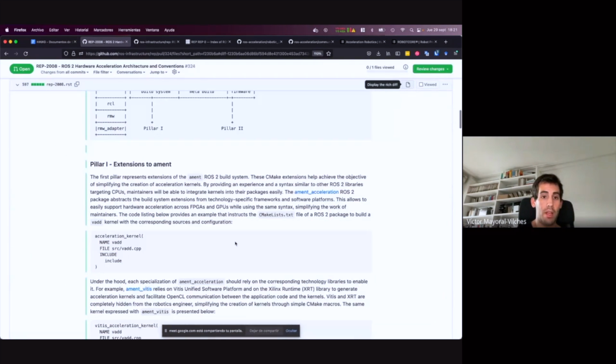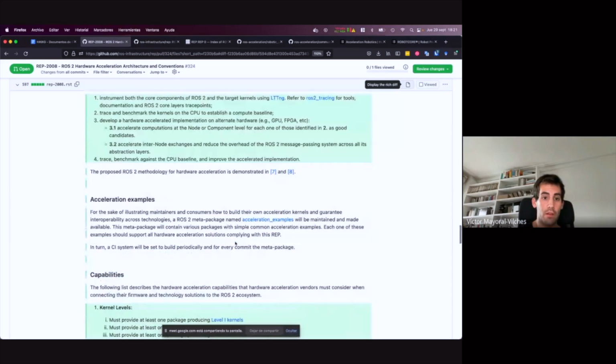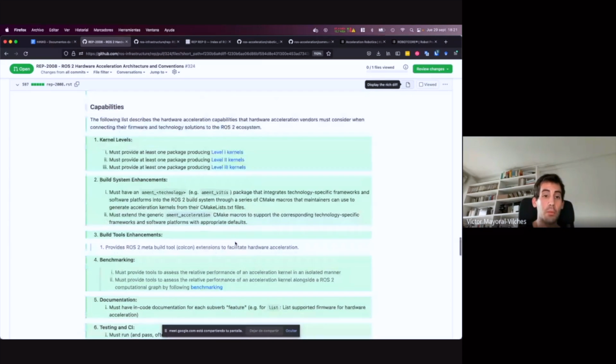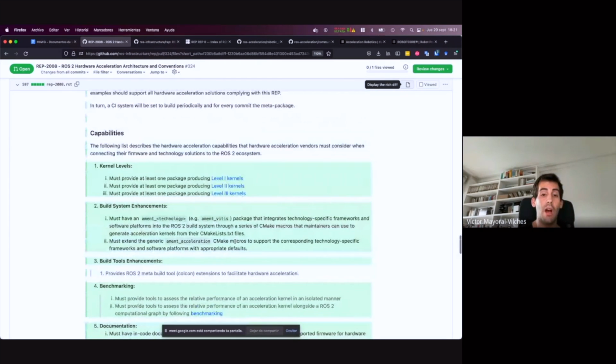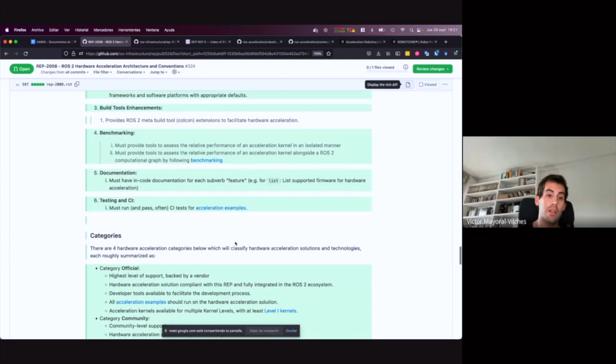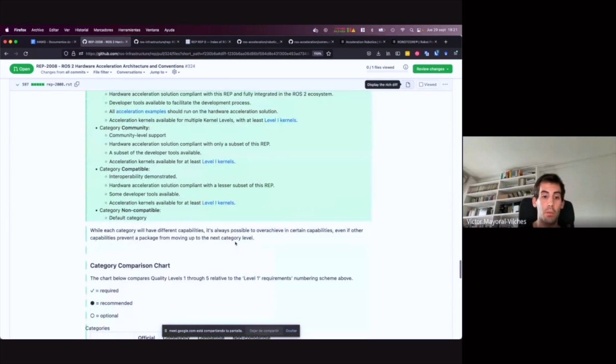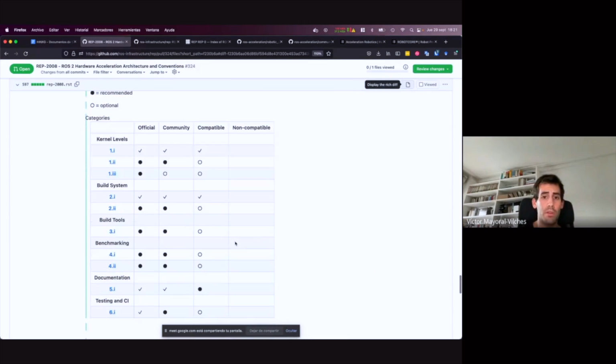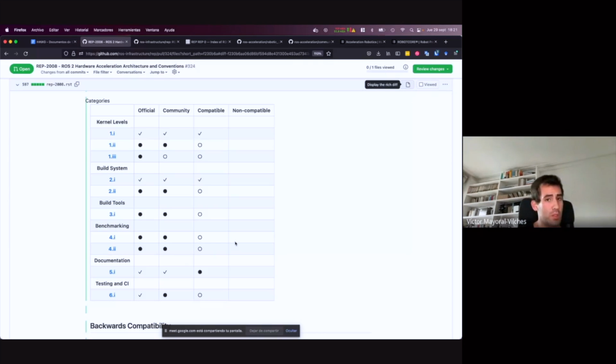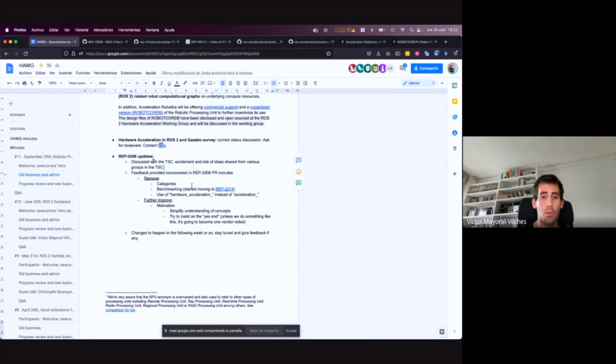So the REP does specify a series of categories. It classifies hardware accelerators based on how well they can comply with the different needs that are required to have a good experience with hardware acceleration. So in principle, this is how we were proposing to classify the different accelerators. They did not dislike it, but I think the ask was to try to remove the complexity, and with this, the overall issues that this brought together. So that's one thing that will be addressed.